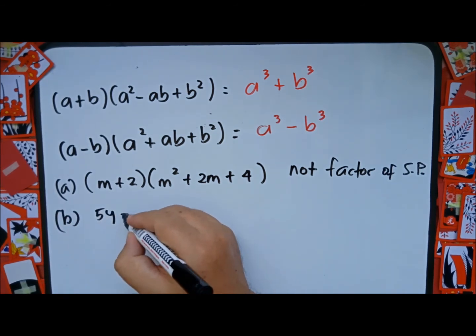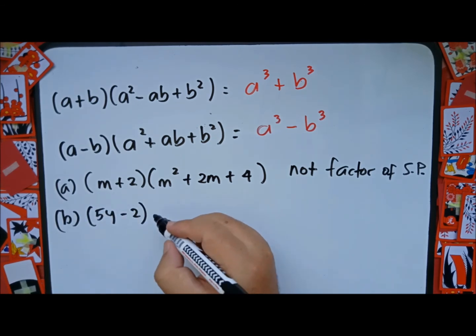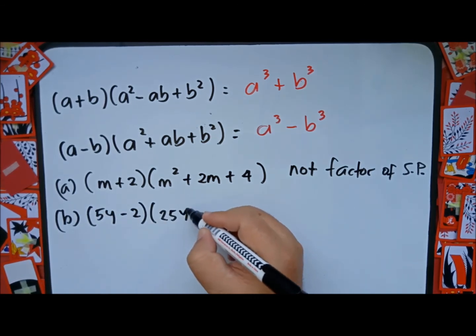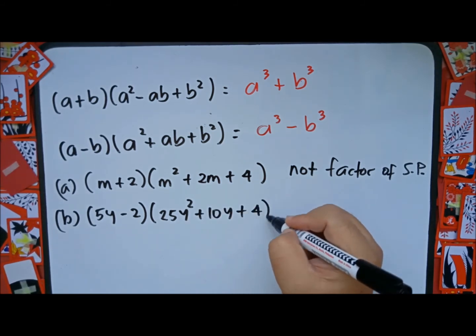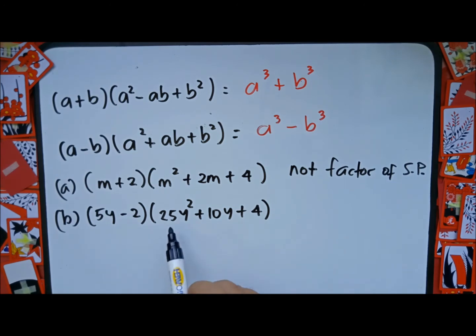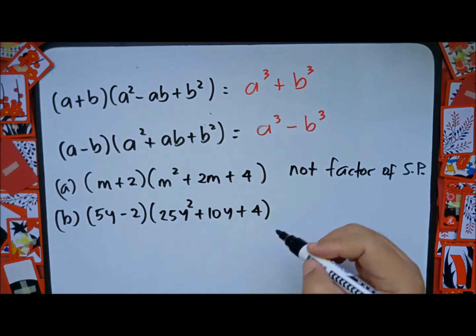Okay, letter B. 5y minus 2 times 25y squared plus 10y plus 4. Is this the square of the first term? 5 times 5, 25, y times y, y squared, check. Is this the square of the second term? Negative 2 times negative 2 is positive 4, check. Is this the opposite of the product of the two terms here? 2 times 5, 10, negative, positive, negative 10y. Is negative 10y the opposite of 10y? Yes. So this is check.